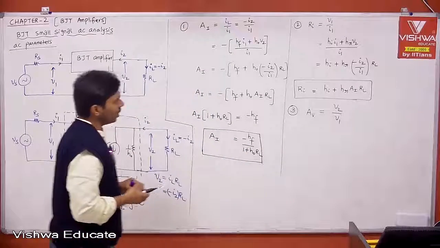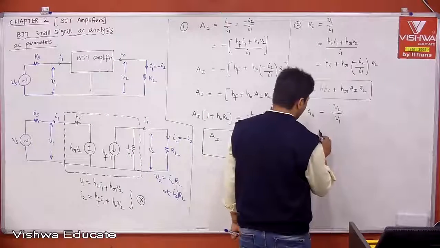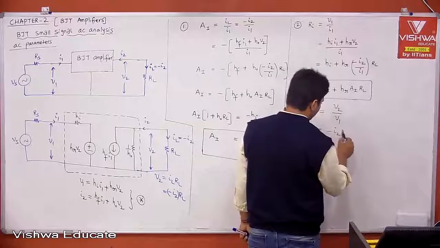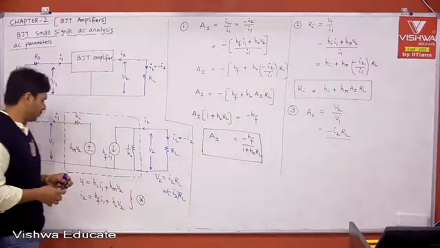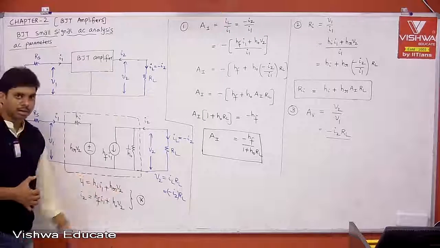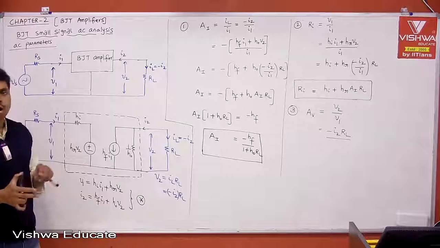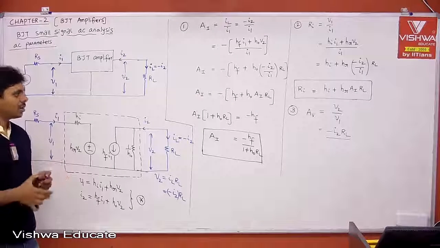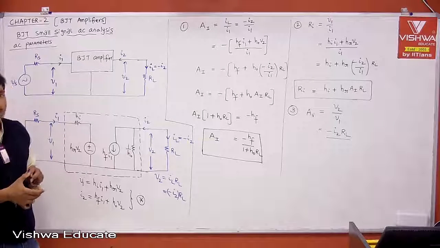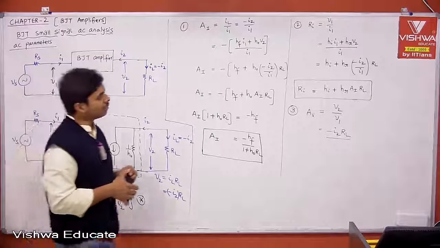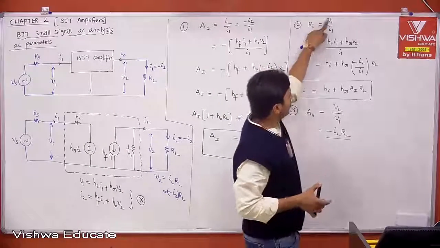What is V2? We already know V2 is nothing but minus I2 into RL. Then what is V1? V1 is nothing but what we have in the star, right? If you substitute, again it will give you some complex equation, but if you solve, ultimately you will get it. But that is redundant because we already have some relation we can use. Tell me, what is the definition of Ri? The definition of Ri is nothing but V1 divided by I1.